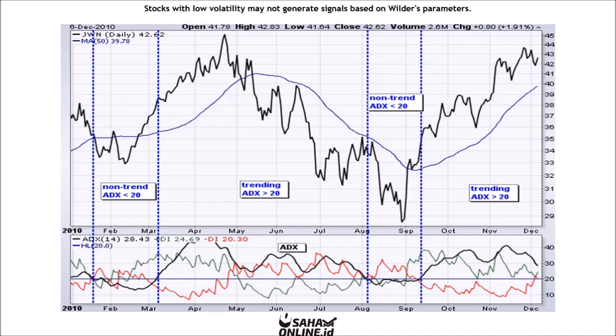Stocks with low volatility may not generate signals based on Wilder's parameters. Chartists will likely need to adjust the indicator settings or the signal parameters according to the characteristics of the security.